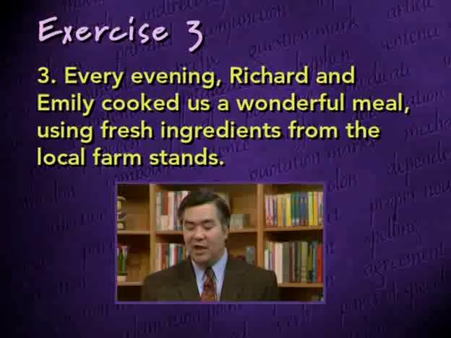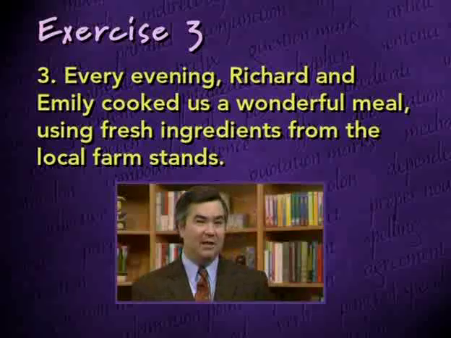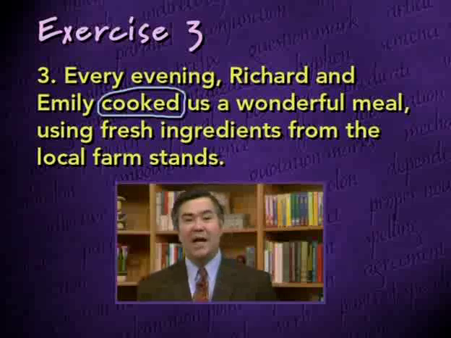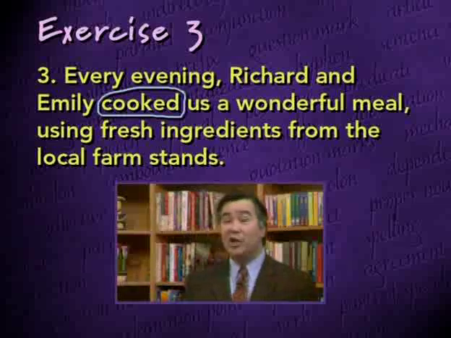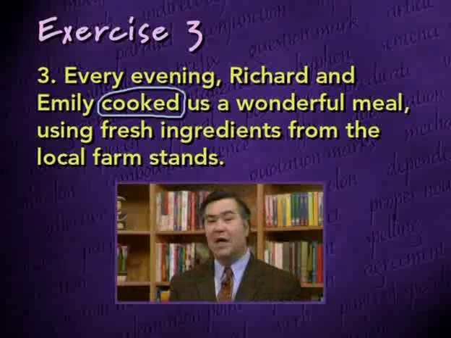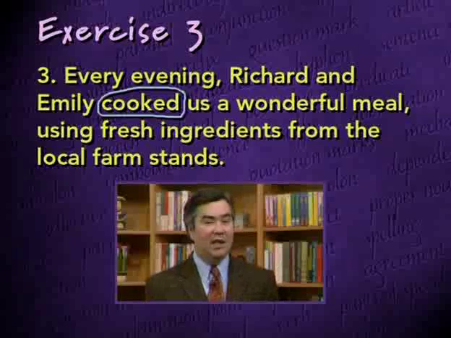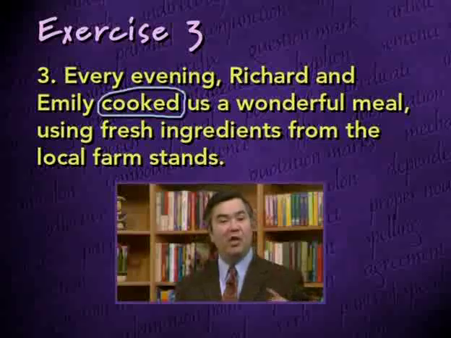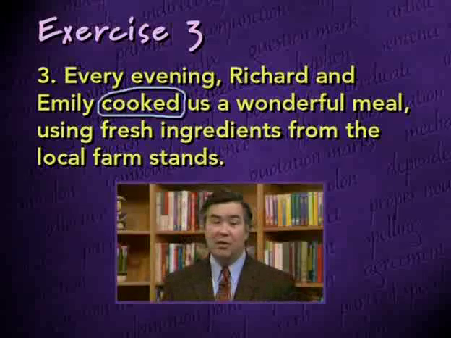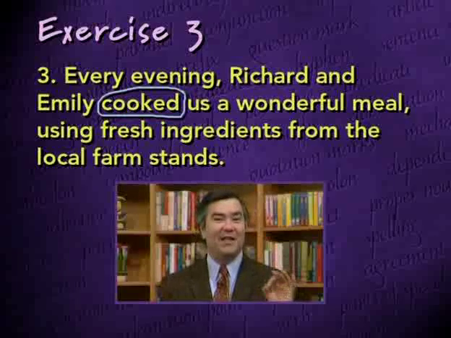Every evening, Richard and Emily cooked us a wonderful meal using fresh ingredients from the local farm stands. What's the verb here? The verb is cooked. That describes the action of the sentence. Who or what did the cooking? Richard and Emily. They're the subject of the verb cooked, and it's, of course, a compound subject because there are two nouns there linked by the coordinating conjunction and. So Richard and Emily cooked. Now, what did they cook? That is, what's the direct object of the verb? What they cooked is a wonderful meal. So the noun meal is the direct object.